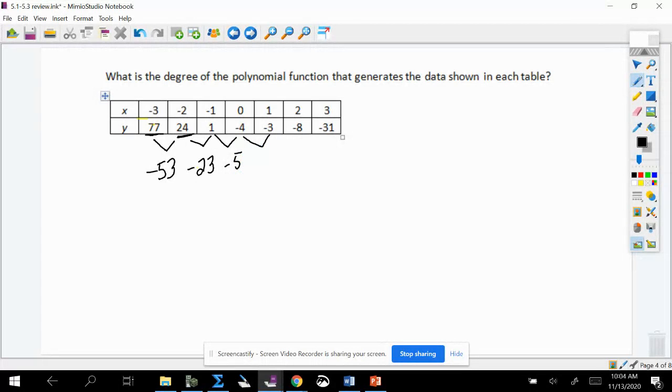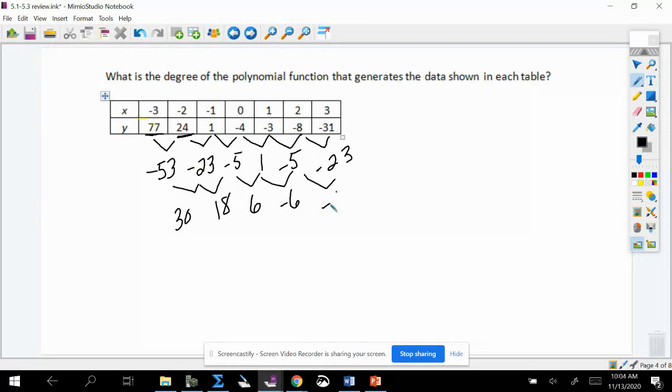To go from 4 to -3, we go up 1. -3 to -8, we go down 5. And -8 to -31, we go down 23. Obviously, those numbers are not all the same, so we continue. So to go from -53 to -23, we're going to go up 30. To go from -23 to -5, we're going to go up 18. To go from -5 to 1, we're going to go up 6. 1 to 5, -5, excuse me, we're going to go down 6. And -5 to -23, we're going to go down 18. Still not the same, so we keep going.